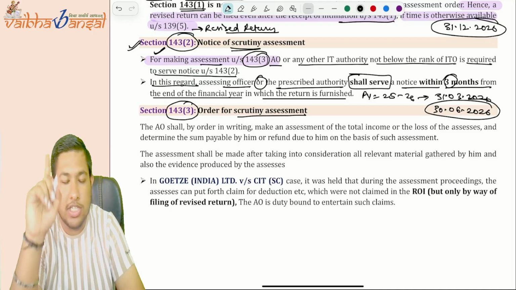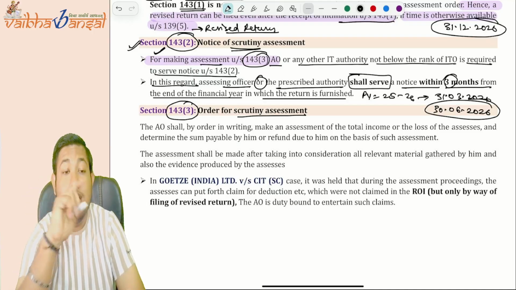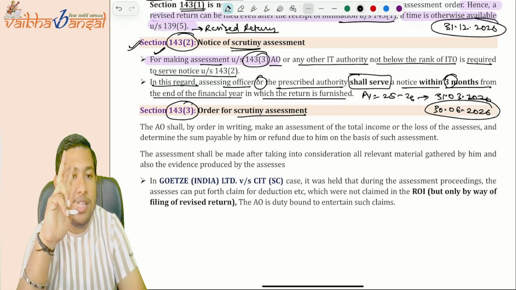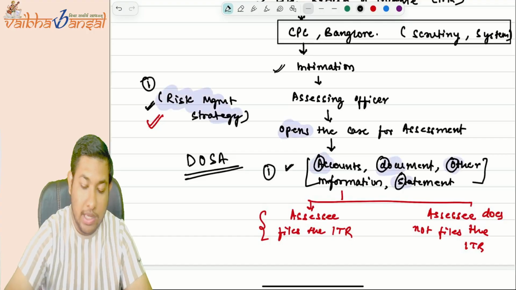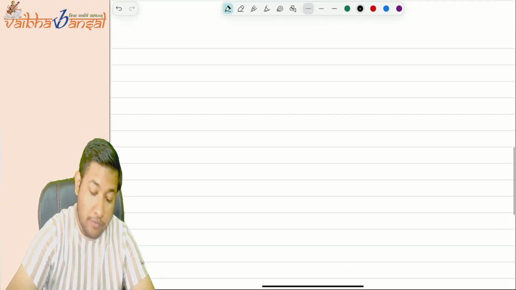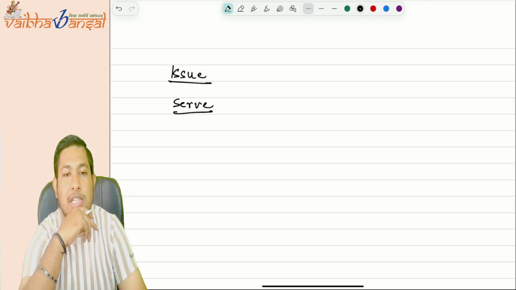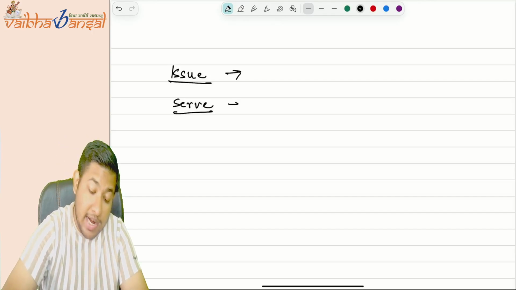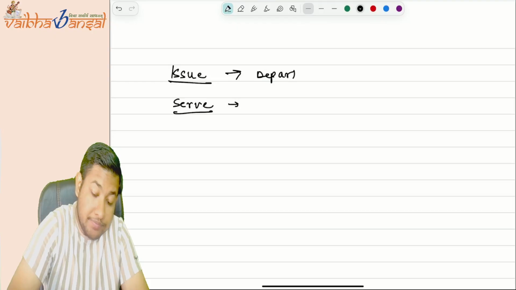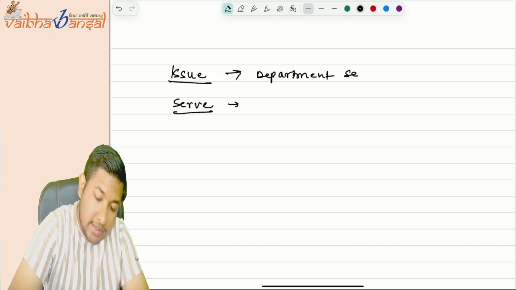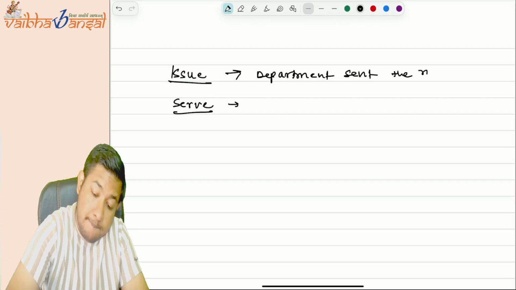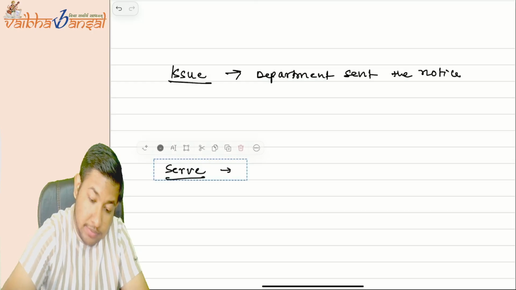Understood or not? First of all, this thing. There is a second thing. There are two words involved; understand it very carefully. First is issue, and second word is serve. Issue means that the department sent the notice.